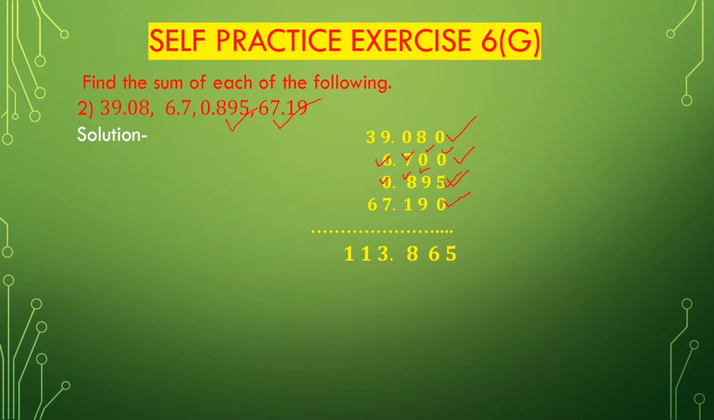In 67.190, below 3, in 39.08 below 3, we have to write 6 in the 100th place, and below 0 write down 7 in the ones place, and in the 10th place below 8 we have to write down 1. Below 9 we have to write down 9 in the 100th place, and in the 1000th place, below 5 we have to write down 0.